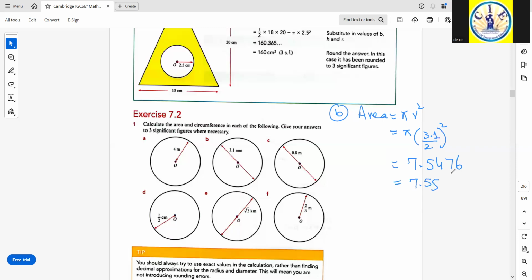This is the fourth digit, which is greater than 5, so we need to round it up to 5. So 7.55 meter squared. Area has to be in square units. In the previous part A as well, I'm not sure whether I wrote it in meter squares or not, but its answer has to be 50.3 meter squares.